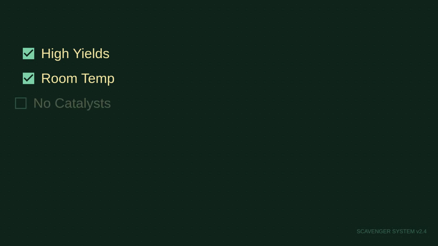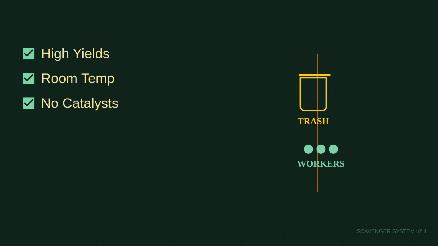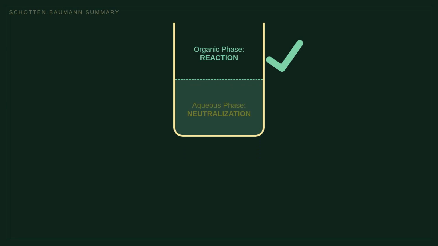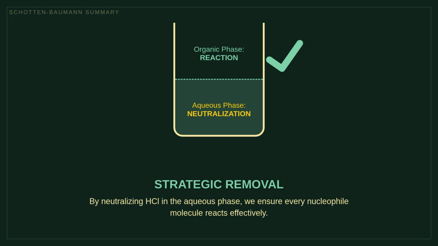By using this scavenger system, we get incredibly high yields at room temperature with a very simple workup. You don't need fancy catalysts, you just need to keep the trash away from the workers. The Schotten-Baumann reaction teaches us a vital lesson in synthetic strategy. Sometimes the best way to drive a reaction forward isn't to add more energy, but to strategically remove the one thing standing in its way. By using a 2-phase system to neutralize byproduct HCl, you ensure that every molecule of your nucleophile counts.